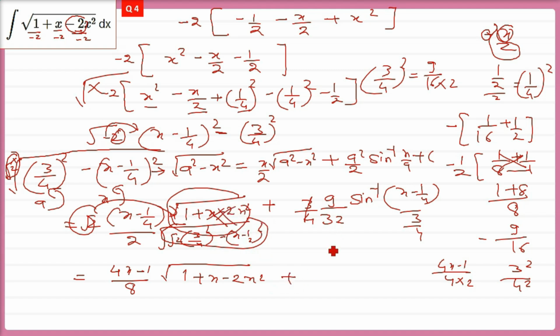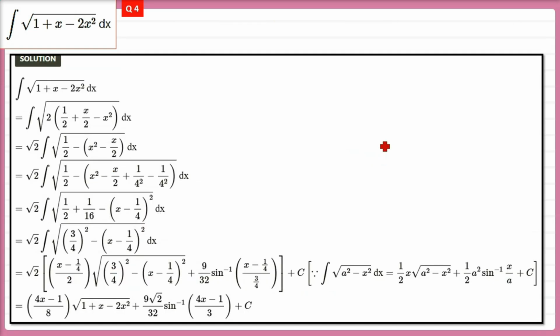The next will be 9 by 32, and there is an under root 2 also, because you need to multiply it with both the terms. So you have 9 by 32 into root 2. Sine inverse x minus 1 by 4 is 4x minus 1 divided by 4, and 3 by 4, so 4 gets cancelled, only 3 will remain, plus a constant of integration. This is your final answer, which you are going to follow.